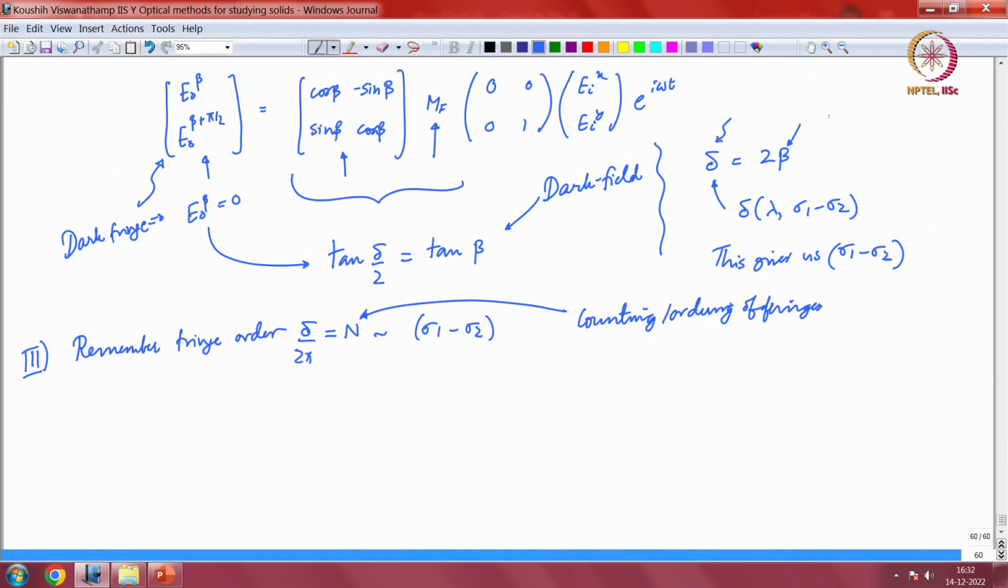And by the way, this method of using this beta is commonly called Tardy's method of compensation. There are multiple ways of doing this. This is the simplest way of doing it. So, this has got a special name.